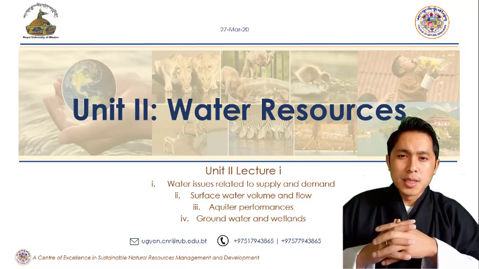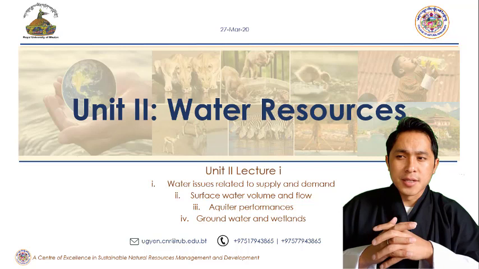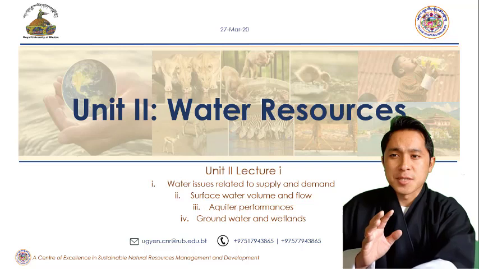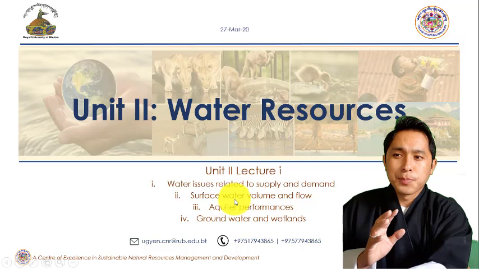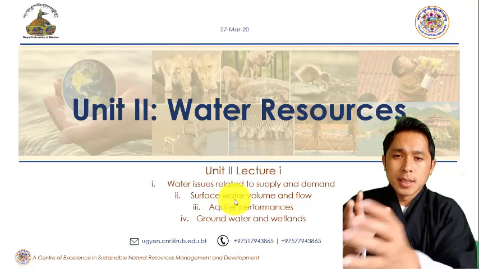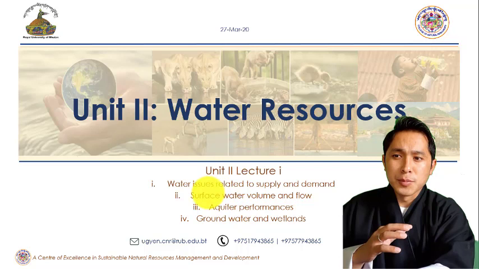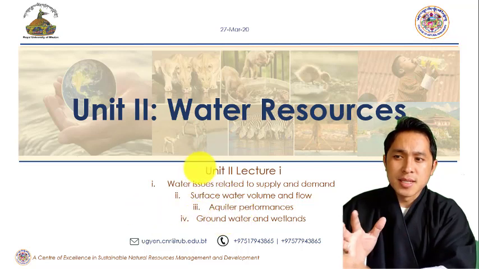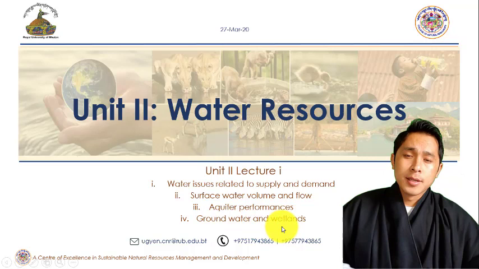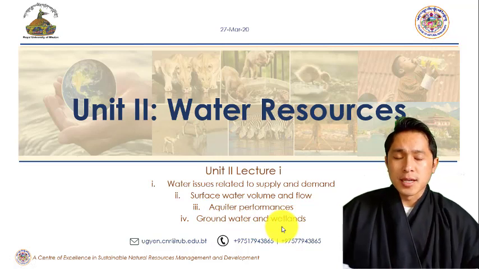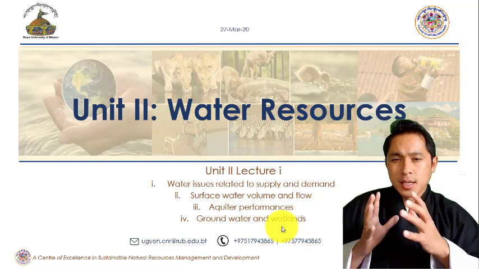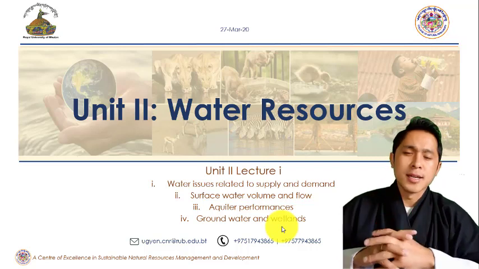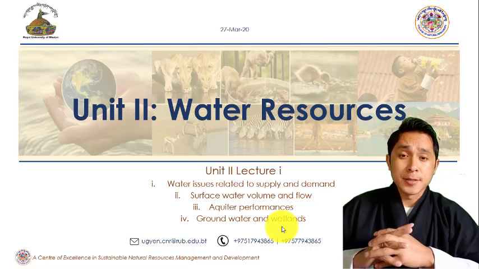So Unit 2 is divided into two lectures. First lecture is on water issues related to supply and demand, and the second is basically a combination of surface water volume, aquifer performances, and groundwater and wetlands. So I really hope towards the end of the lesson you'll know what the different kinds of water resources are, and specifically surface water, groundwater, and wetland characteristics.